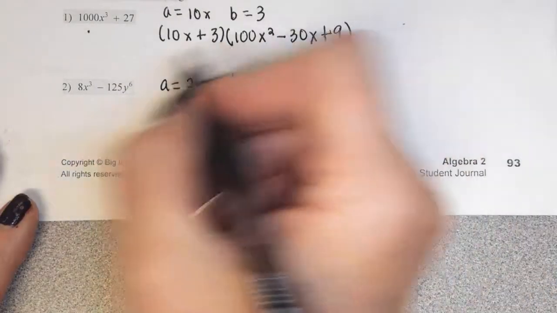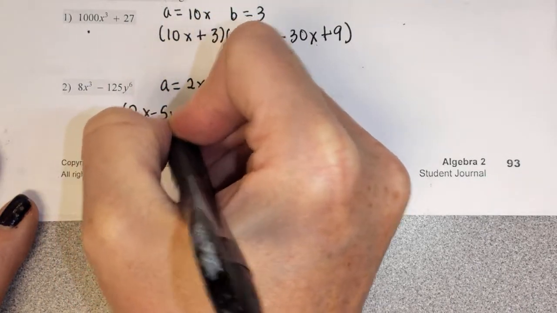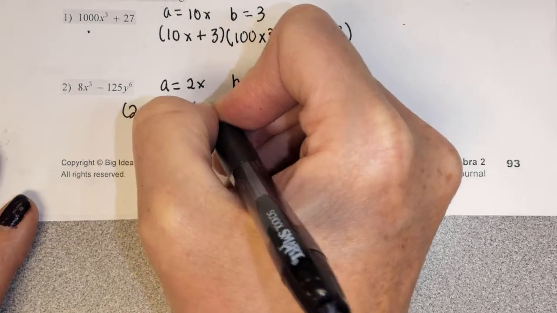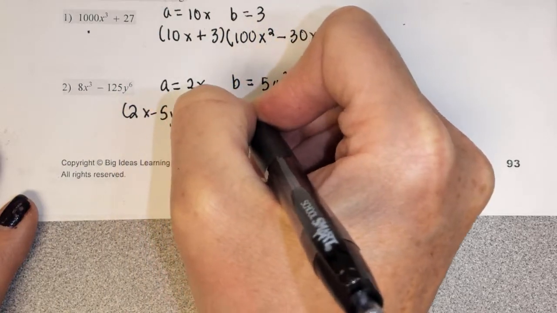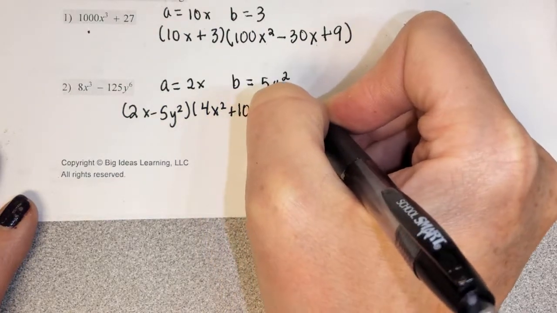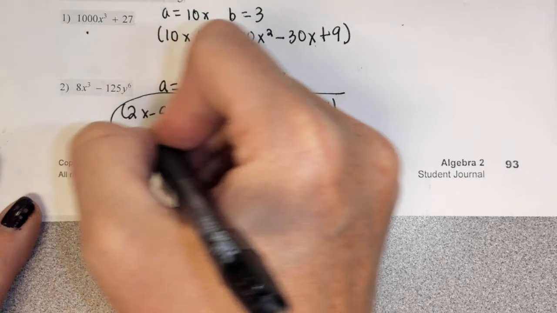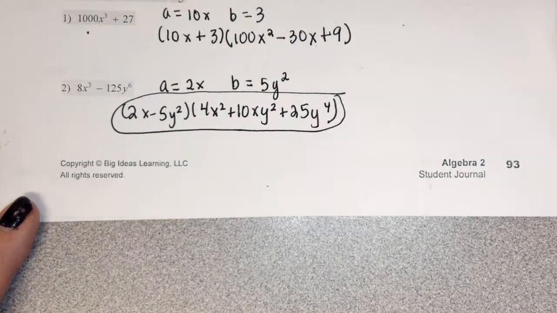Marcella, what did you get? 2x minus 5y squared times 4x squared plus 10xy squared plus 25y to the 4th. Do we agree? You should. That's correct. Did anyone need help with that?